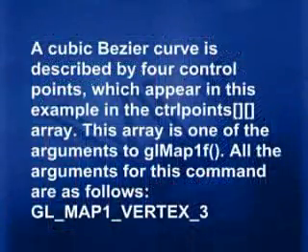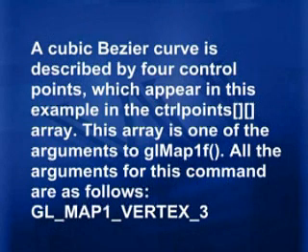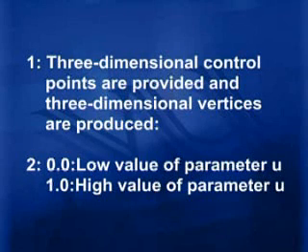before we return. A cubic Bezier curve is described by 4 control points, which appear in this example in the control points array. This array is one of the arguments to GL map 1f. All the arguments for this command are given next. GL map 1 vertex 3 is one of them. The 3-dimensional control points are provided, and what we get is 3-dimensional vertices. So the evaluator works like this: it gets the 3-dimensional control points, and what it gives us as a result is the vertices information, which is again 3-dimensional vertices.